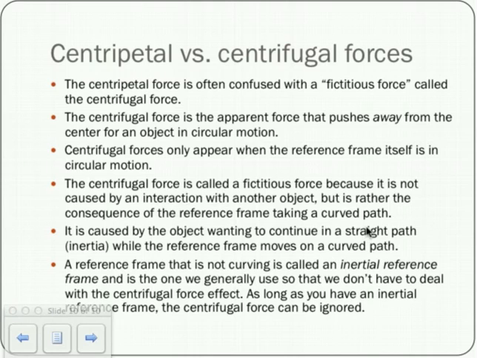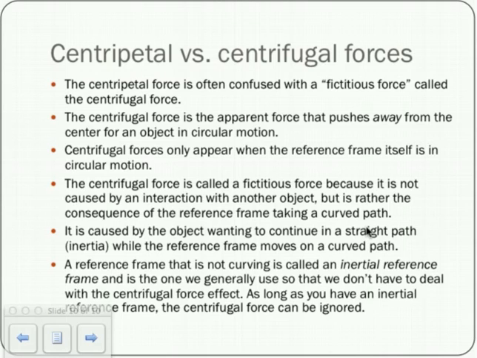So the centripetal force, as we said, is often confused with what's called a fictitious force, called the centrifugal force. Fictitious does not mean doesn't exist. It just means it's not a force in the same way we've been talking about forces so far. The centrifugal force is the apparent force that pushes away from the center for an object in circular motion. Both start with center here. Fugal in this case basically means fleeing. And so it's not center seeking like a centripetal force, it's center fleeing, going away from the center right there.